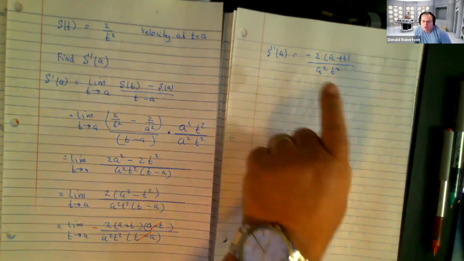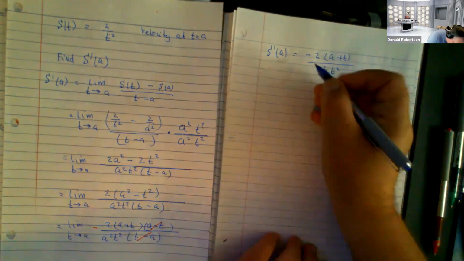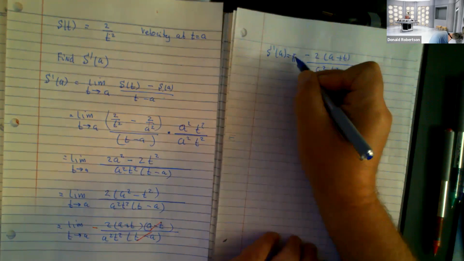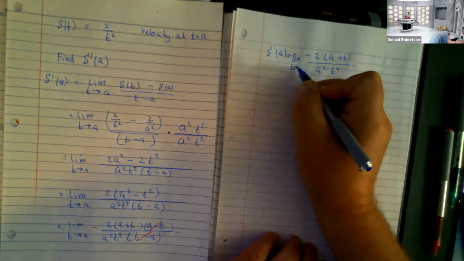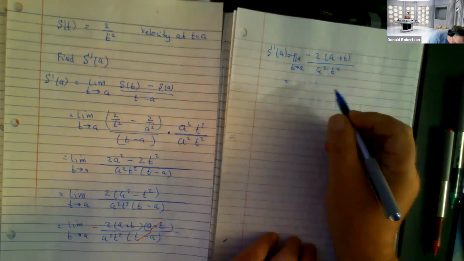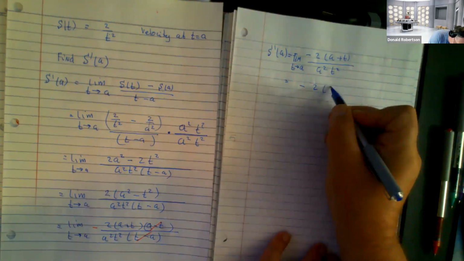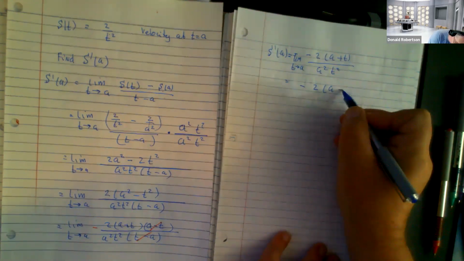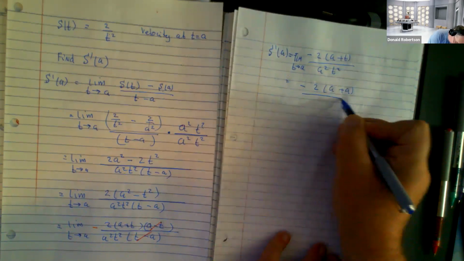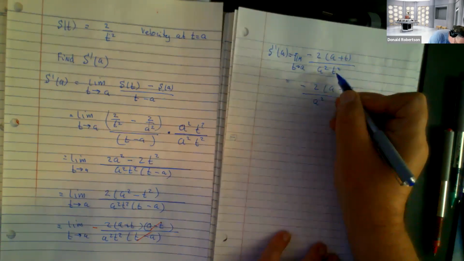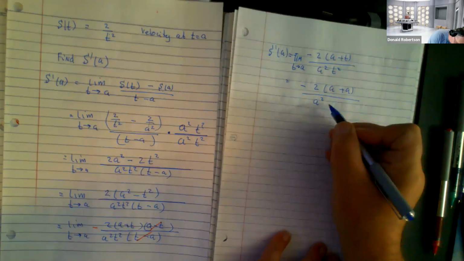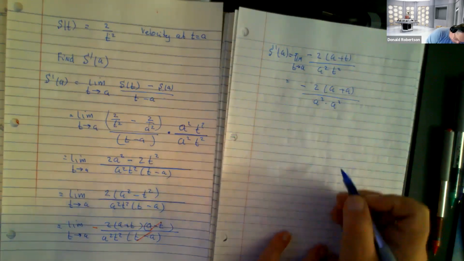At this point, we can now, oops, I forgot to put my limits in. I'm very forgetful. There we go. At this point, can't we now replace the T by A? So it's negative 2, instead of A plus T, A plus A. And on the bottom, A squared, instead of times T squared, times A squared.